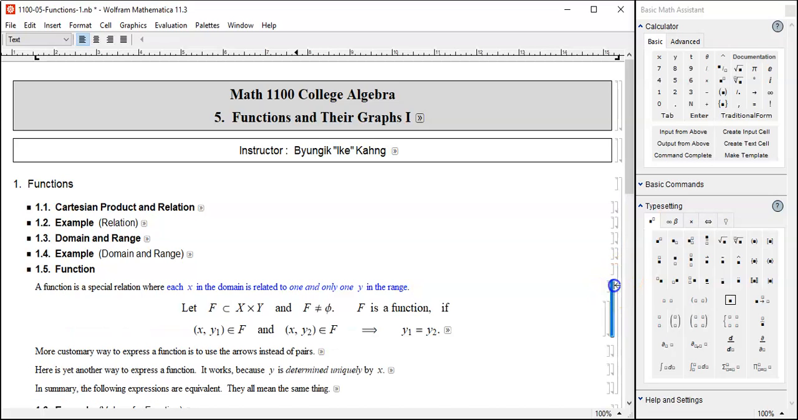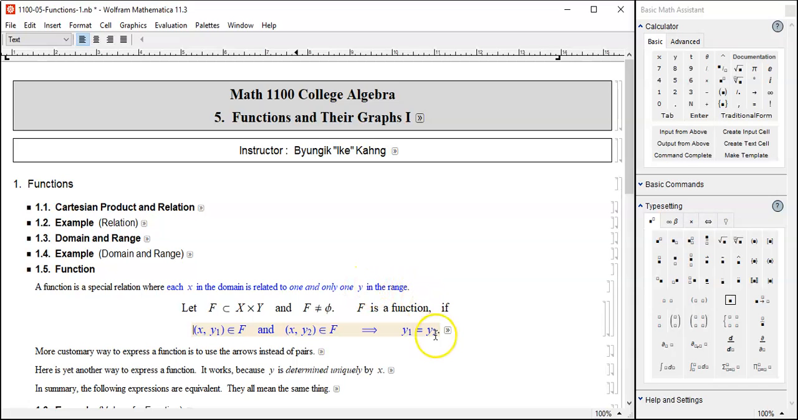And here's a formulation. There are many different ways to represent a function, but this time let's use the pair notation. And this blue phrase here corresponds to this. A bit too abstract, but let me walk you through this. x is related to y1, and also x is related to y2. Then y1 and y2 must be the same. So they cannot be related to two different y values. Consequently, one and only one y value.